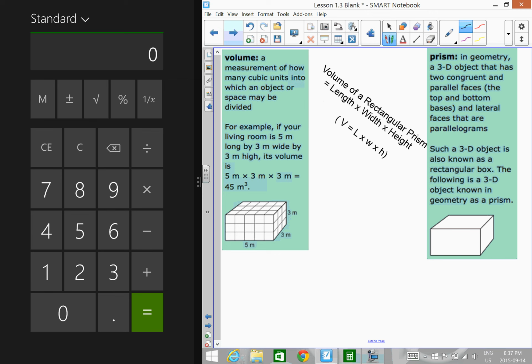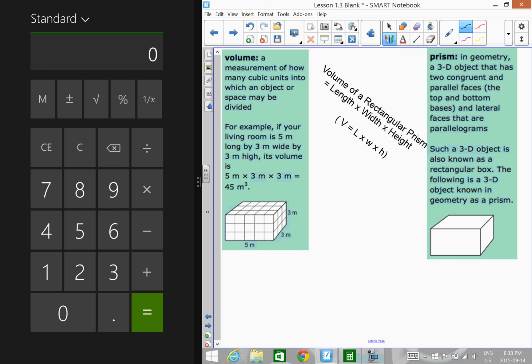Okay. So we were talking about volume. Volume is a measurement of how many cubic units into which an object or space may be divided. For example, if your living room is 5 meters long by 3 meters wide by 3 meters high, its volume is 5 meters by 3 meters by 3 meters equals 45 meters cubed. That little 3 there means cubed.